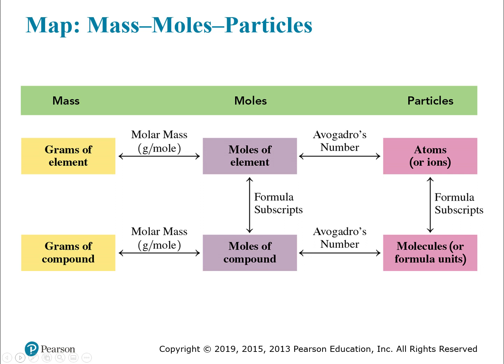Here is a map of mass, moles, and particles. This shows you how you can convert from one to the other to the other. Make sure that you understand how to do that, because that's where we're headed. We can start with the mass of an element and convert it to moles. And from there, we can go to moles of atoms, moles of a compound. We can go a bunch of different places. But understand how you can use molar mass and Avogadro's number to go back and forth from grams to atoms or moles.